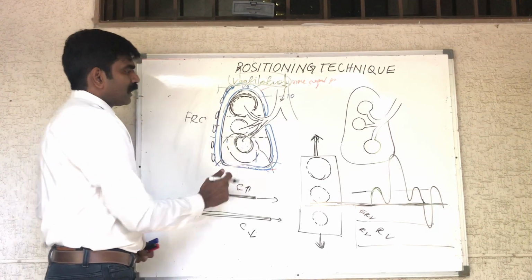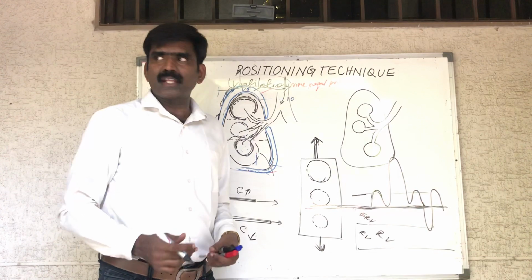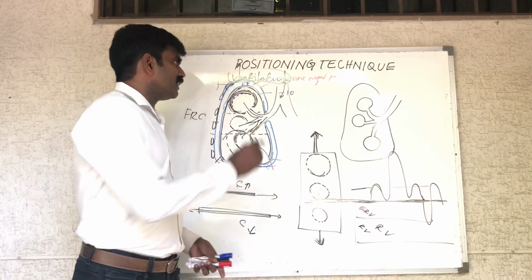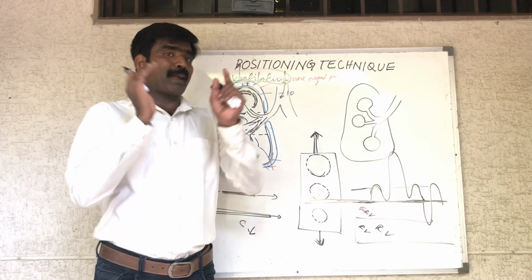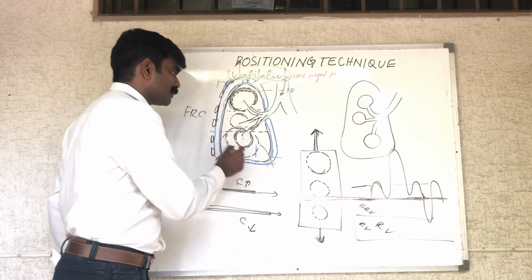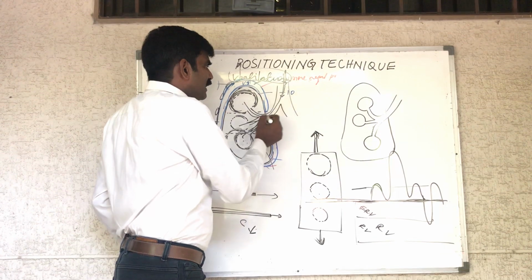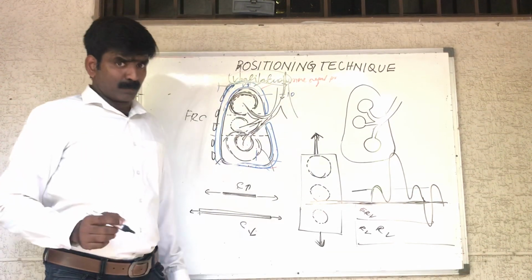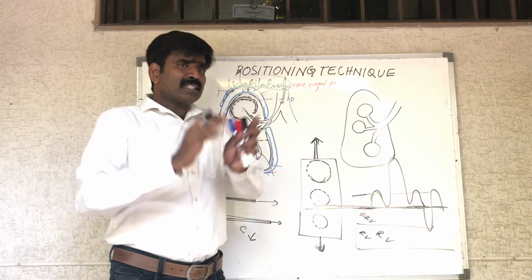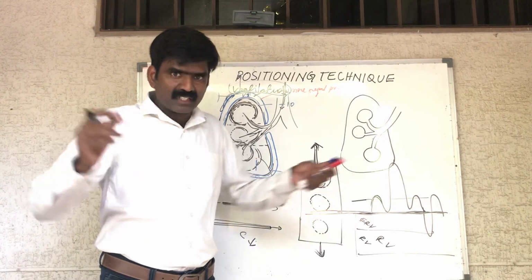So normally, when you take inspiration from FRC, the alveoli present in the upper zones will expand less. The alveoli present in the lower zone will expand more. So what do you think? More air will enter the upper zones or the lower zones? The answer is lower zone, because it is not the size of the alveoli which is responsible for ventilation.